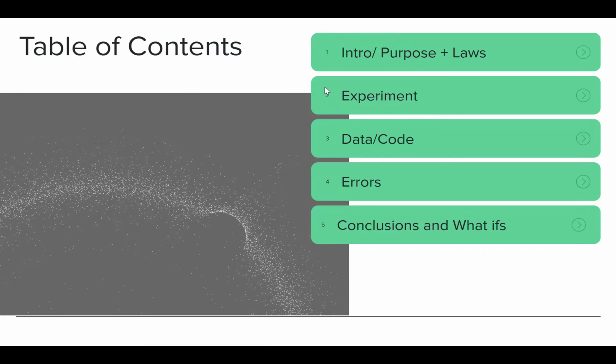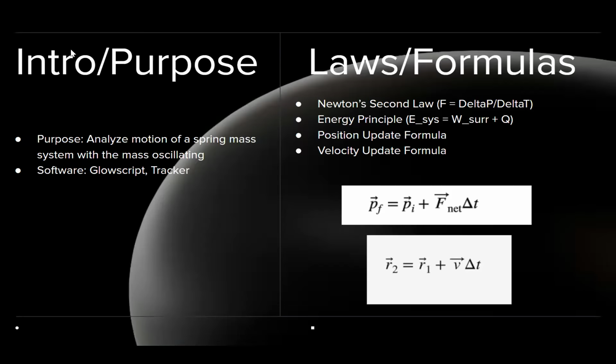So, a quick table of contents of what this lab is going to consist of. It's going to be an introduction slash purpose, plus the laws that are used in this experiment, the experiment itself and the procedure with that, the data and code with the results of those, and then errors, and then conclusions and what ifs.